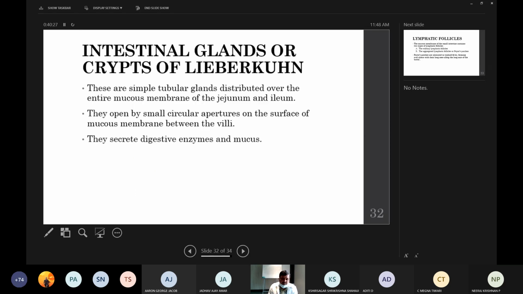Intestinal glands are the crypts of Lieberkühn. As I told, at the base of the villi, the lining epithelium dips and forms a crypt. Those are called the crypts of Lieberkühn. These are simple tubular glands distributed over the entire mucous membrane of the jejunum and ileum. They open by small circular apertures on the surface of the mucous membrane between the villi. They secrete digestive enzymes and mucus.